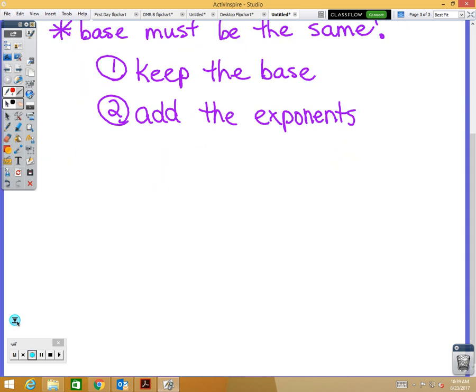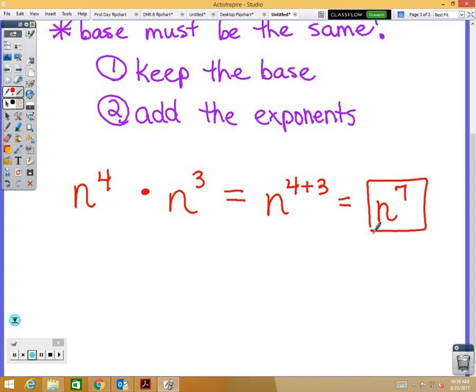Let's say we have n to the fourth power times n to the third power. My base is what? N. They have the same base, so in my answer, my base is n. My exponents are what? 4 and 3. What do I do with my exponents? Add them. I'm going to go ahead and show the work, even though this can be a mental step that you do. I'm doing 4 plus 3, which is 7. So n to the 7th power is my answer.